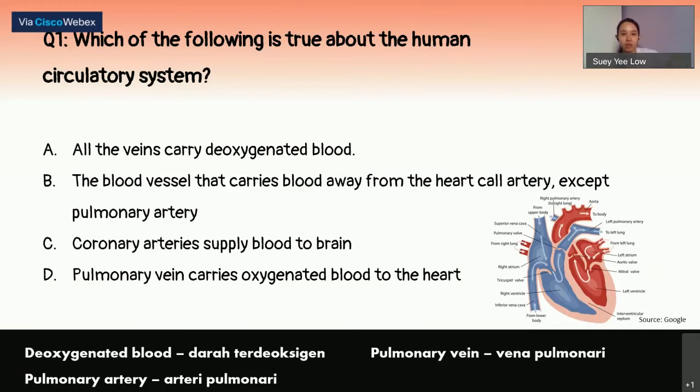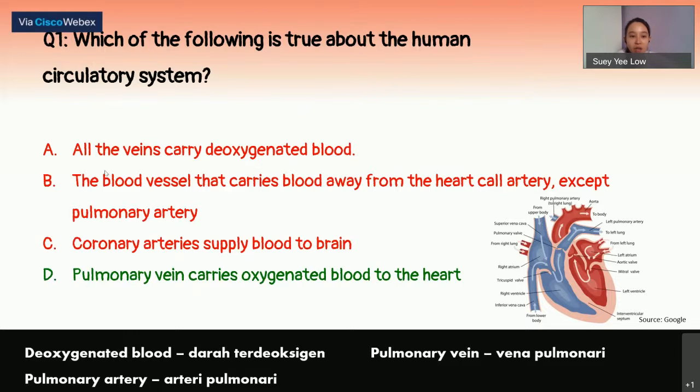Question one, which of the following is true about the human circulatory system? A, all the veins carry deoxygenated blood. Is it correct? Remember, we have pulmonary veins that carry oxygenated blood. B, the blood vessel that carries blood away from the heart is called artery, except pulmonary artery. Is it? C, the coronary artery supplies blood to the brain. D, pulmonary veins carry oxygenated blood to the heart. So, which is the correct answer? Here we go. The answer is D. Pulmonary veins carry oxygenated blood to the heart.